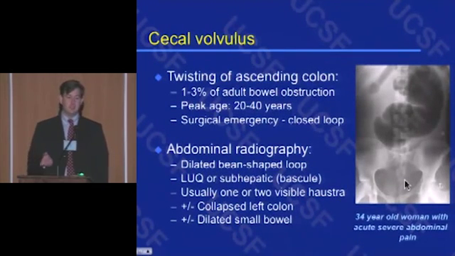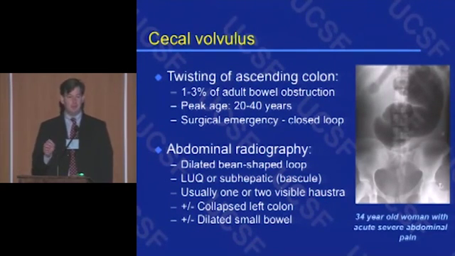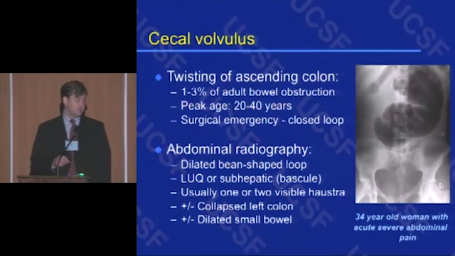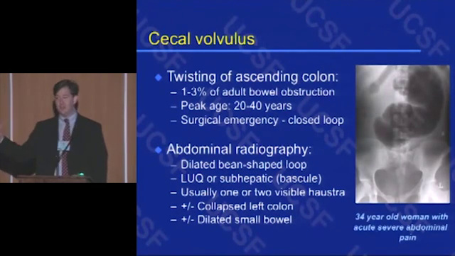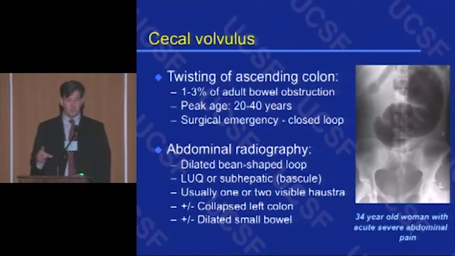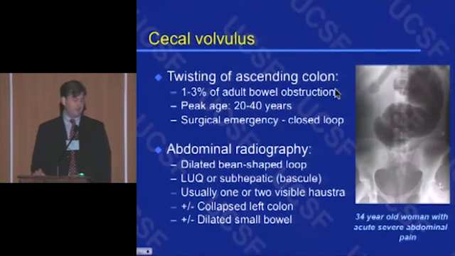A little aside about the volvuluses. We'll talk first about the cecal volvulus. It represents about 1 to 3% of adult bowel obstructions. An interesting fact is they usually are seen in younger patients, about 20 to 40-year-olds, so not the typical older patient that we think of when you think of volvulus. It's a surgical emergency. It's a closed-loop obstruction. There's twisting on its pedicle, cutting off its vascular supply and necrosing.